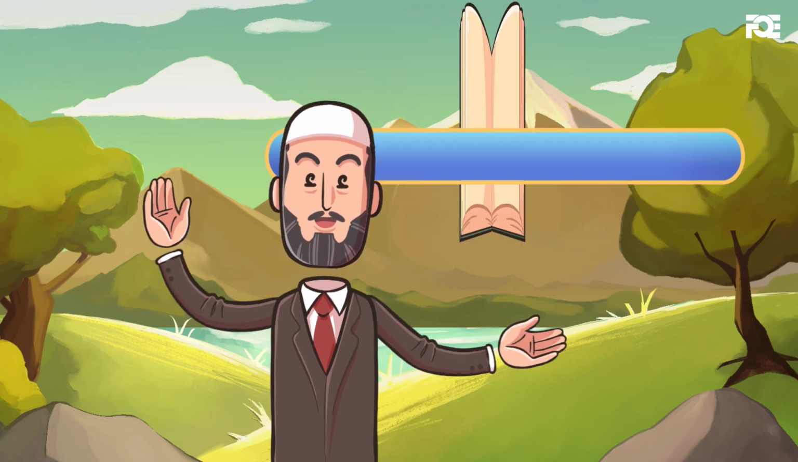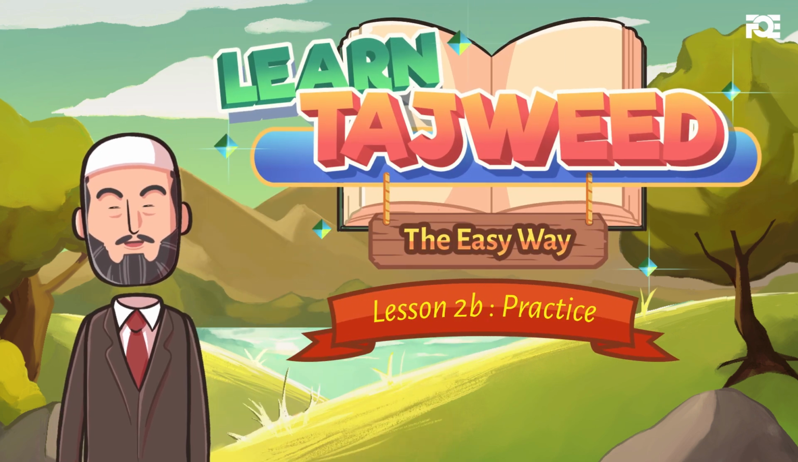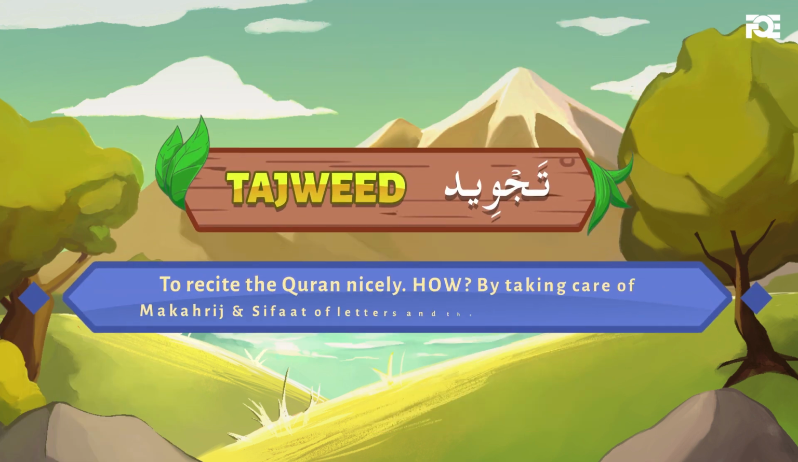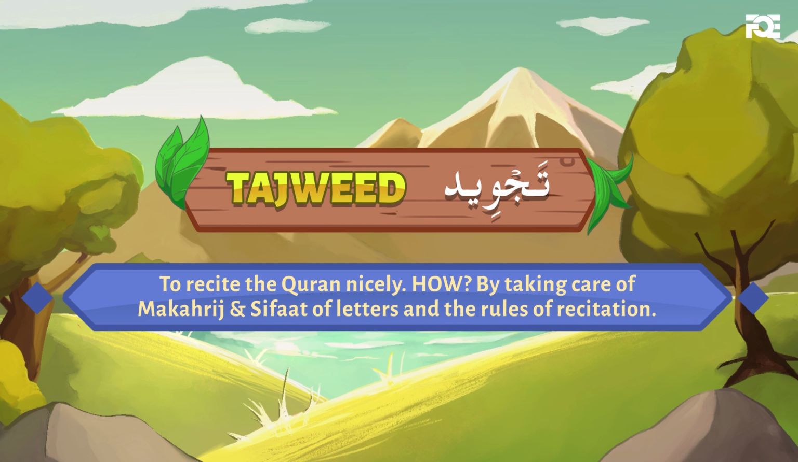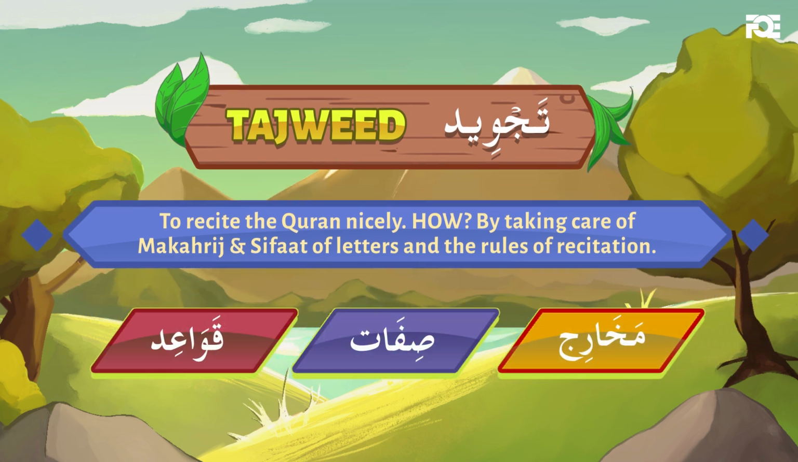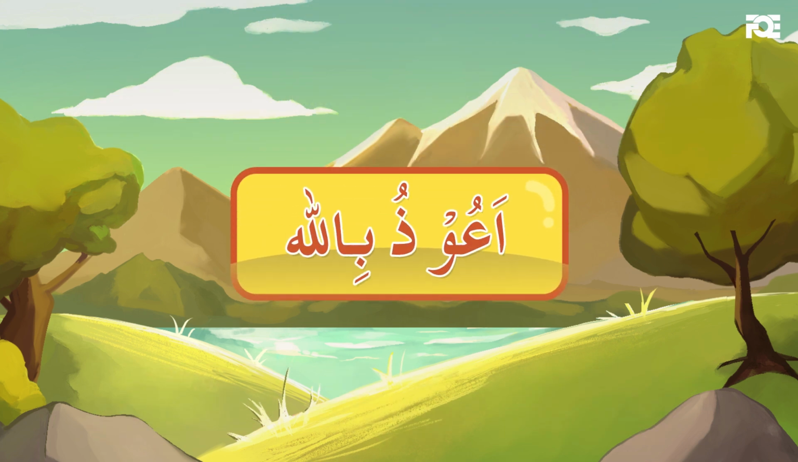Assalamu alaikum. Learn Tajweed the easy way, lesson 2b, practice of A'udhu Billah. What is Tajweed? To recite the Quran nicely. That is, by taking care of makharij and sifat of letters and other rules of recitation. Let us start with A'udhu Billah.